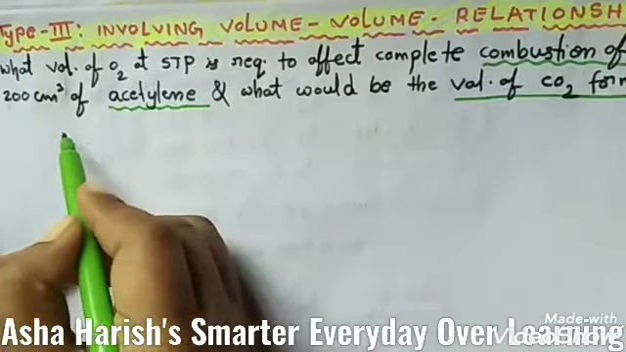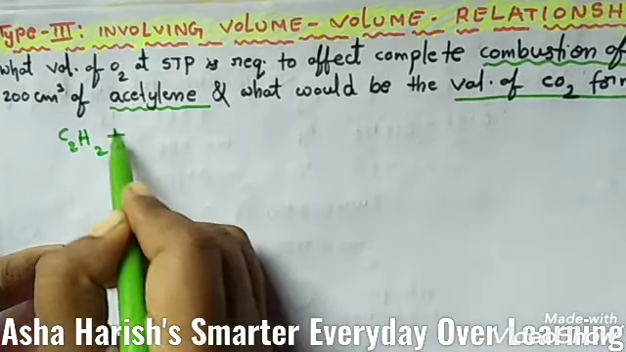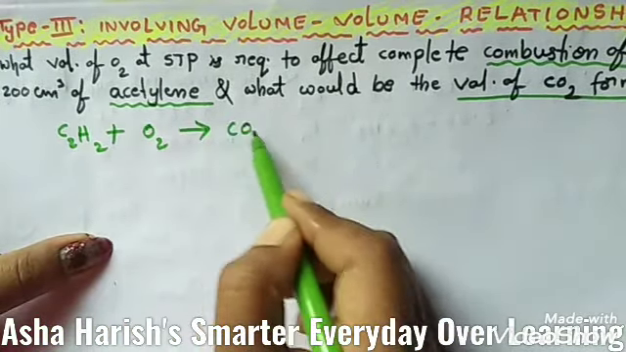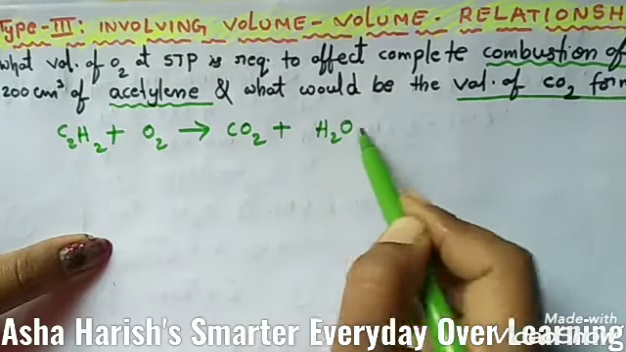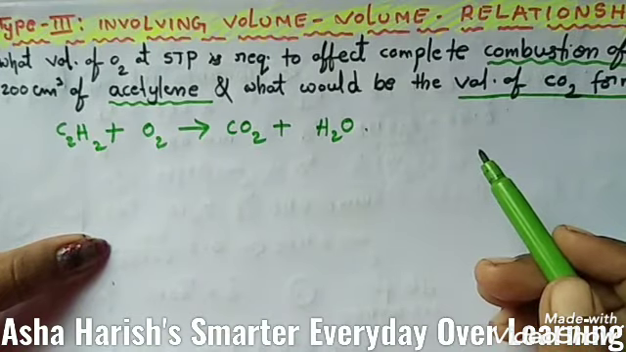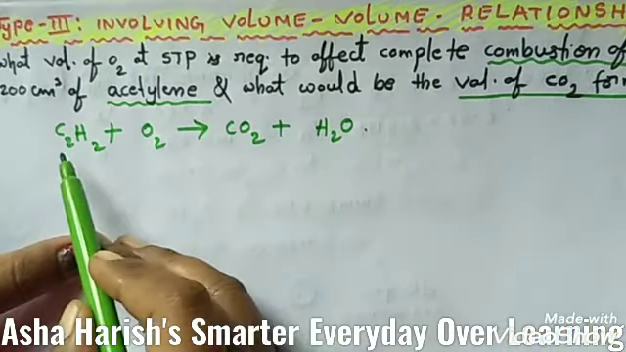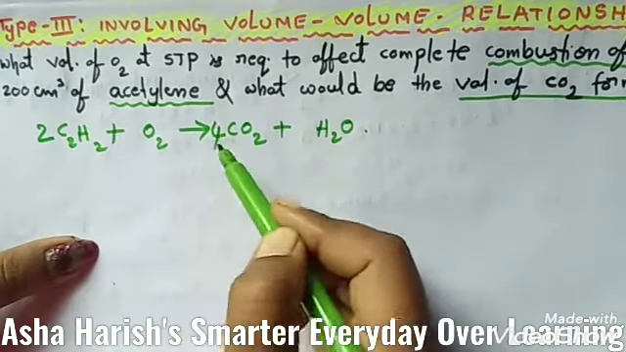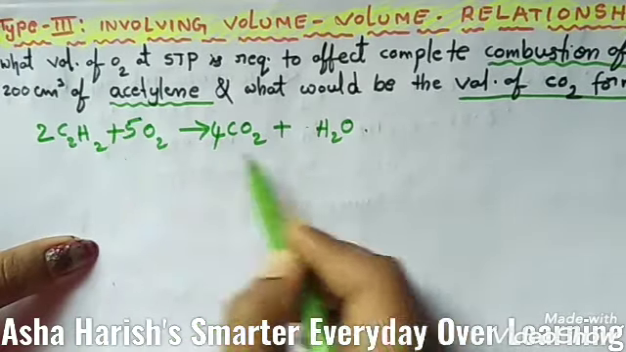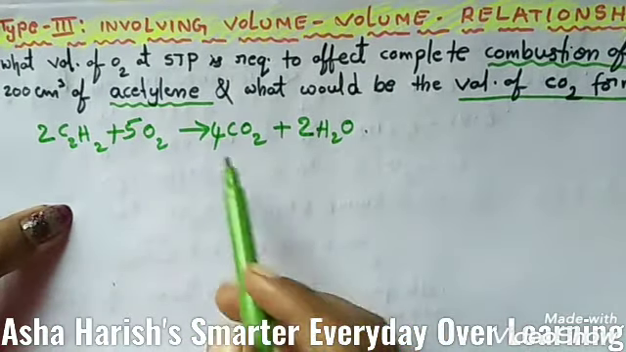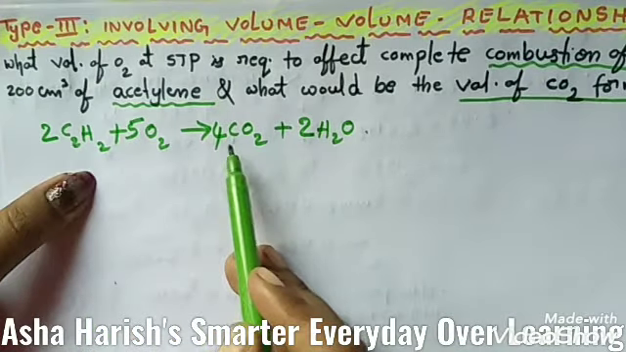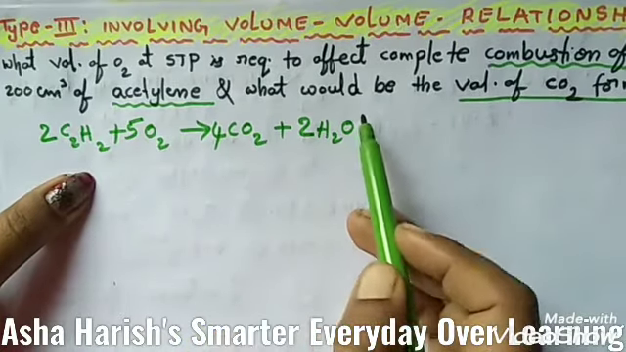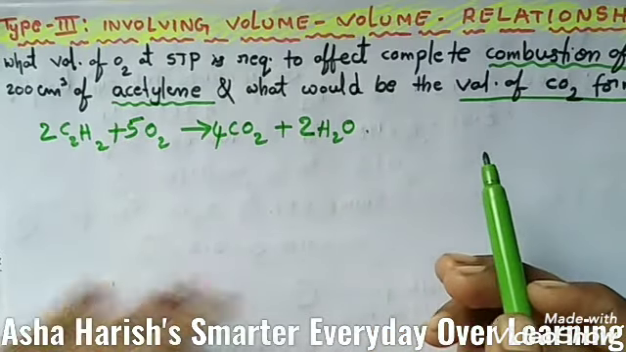So here is that acetylene formula, C2H2 plus, in the presence of oxygen, that is O2, gives CO2 and H2O. These two are the products. Now let us balance this chemical equation. Here 2 carbon atoms, so if you place here 2, here 4, and here 5, here 2. Now let us check it once. 4 carbons, here 4 carbons, okay, equal. Oxygens, 5 2s 10 oxygens, here 4 2s 8 plus 2, 10 oxygens. So it is a balanced chemical equation.